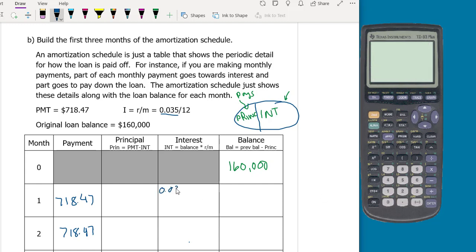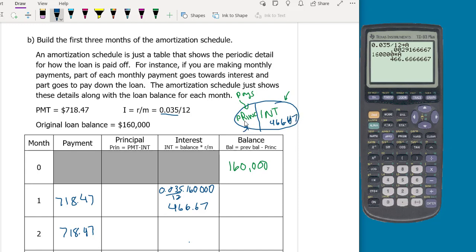0.035 divided by 12, and we're going to multiply by our balance that month. So we're first starting out and multiplying it by the 160,000. So I'm going to take my 0.035, and we're going to use this a bunch of times, so I'm going to store this interest rate in a variable. I'm going to store that in A, and I'm going to take 160,000 times my A. So my first amount of interest is $466.67. So this first month, this is the amount of interest that we pay.